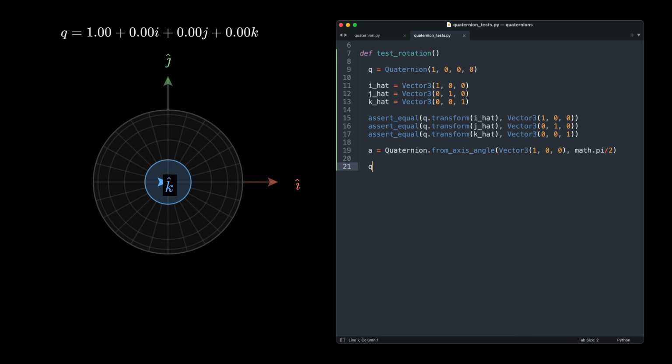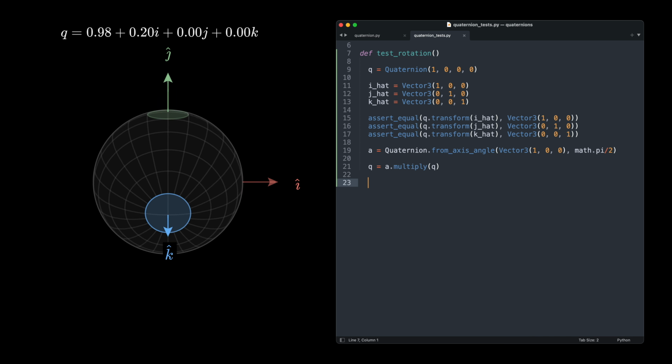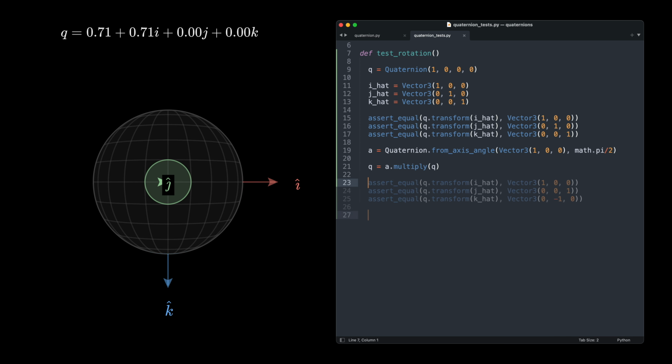When we apply this rotation to the orientation by multiplying it from the left, i hat remains in place, j hat rotates to the position 0, 0, 1, and k hat rotates to 0, negative 1, 0.